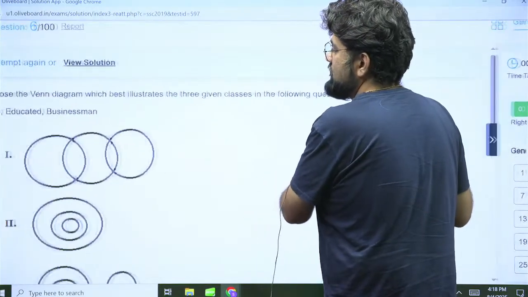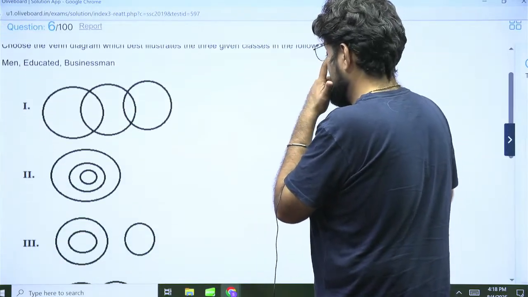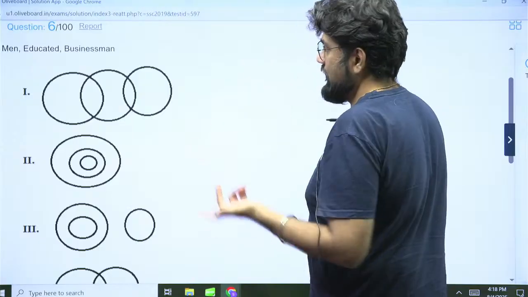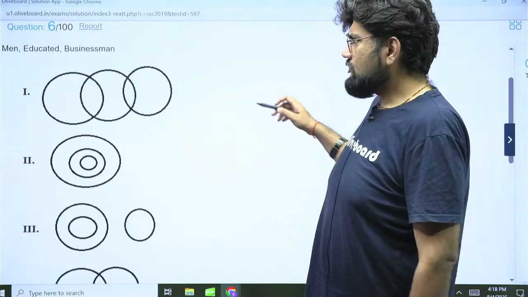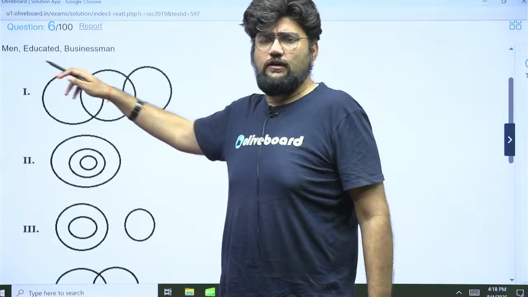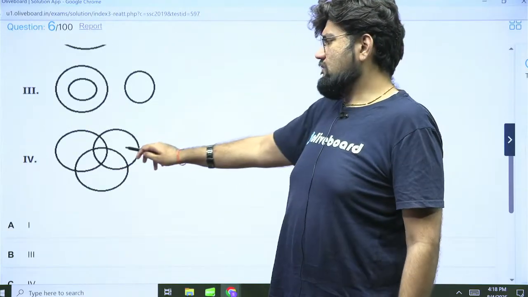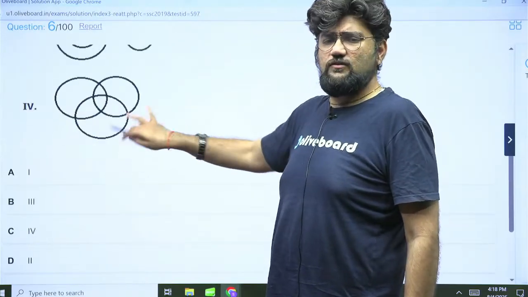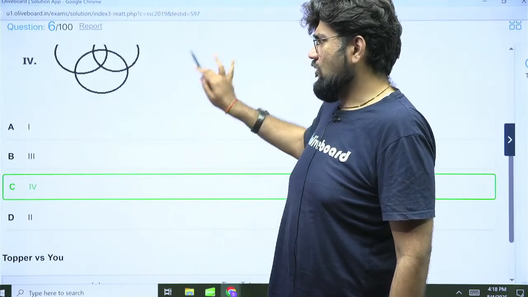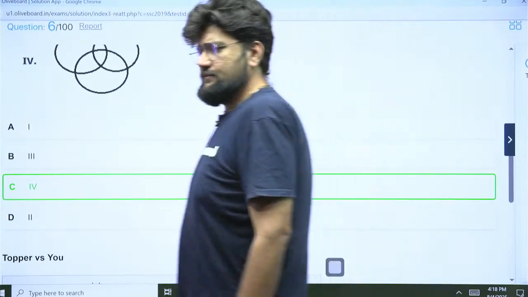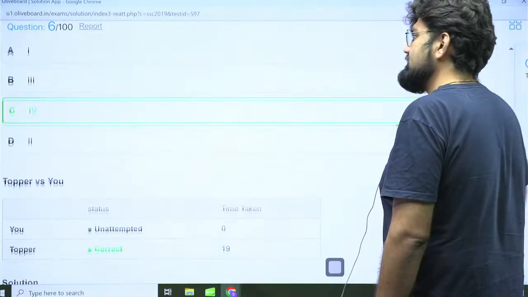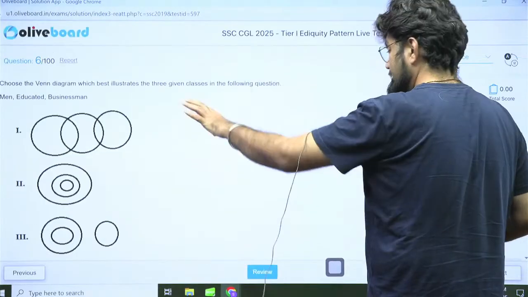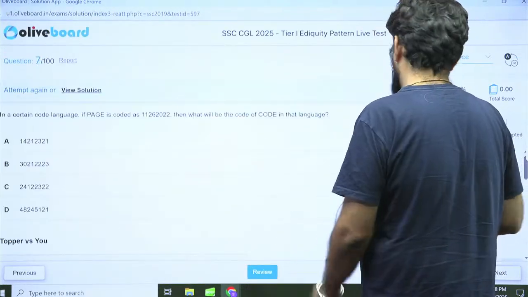Men, educated, businessmen. What do you think is the correct answer? Some men should be educated, some men should be businessmen, some educated people could be businessmen, and all businessmen need not be educated. I think it's quite simple. If this is there, most probably this is going to be your answer. Most probably. Yeah, true. Okay. So 19 seconds again. Here you could have saved some more time, not 19 only.